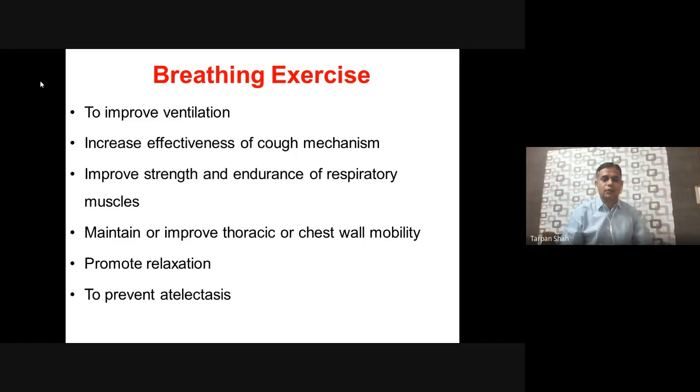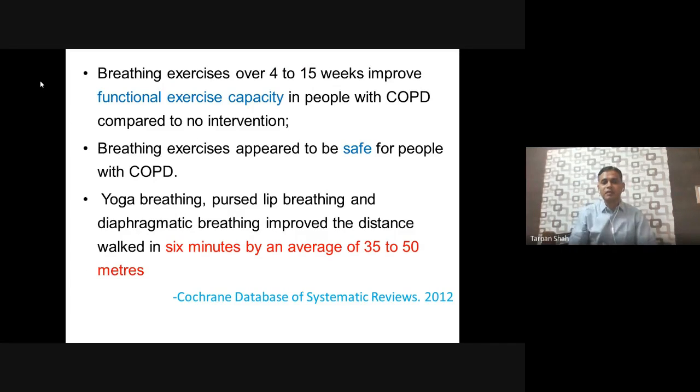Now, breathing exercise will be helpful to promote relaxation and to prevent atelectasis. Now, what does the evidence say about breathing exercise? So, the Cochrane database of systematic reviews.